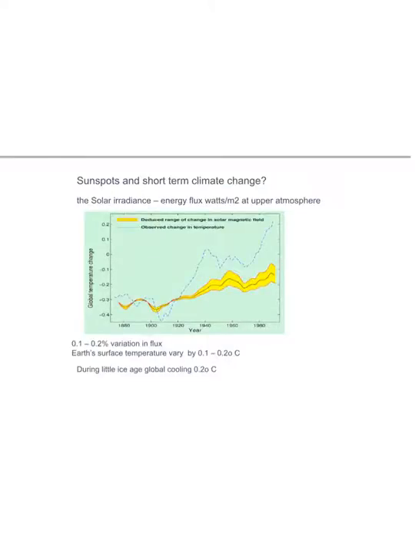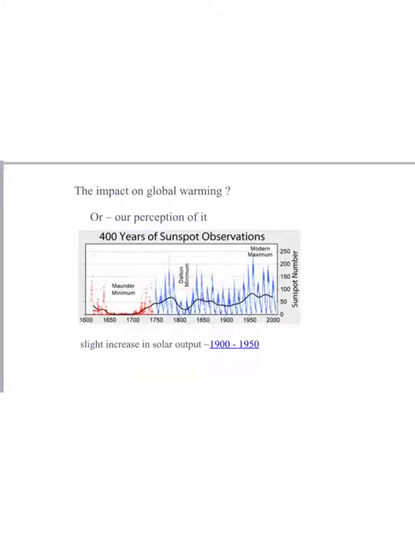So here we have about 400 years of sunspot observations, because people have been keeping track of these through telescopes for quite some time. Following the Carrington event, people realized that the sun was capable of producing these magnetic storms. So sunspot monitoring was something that was commonplace. So we can see that with increased counts, this also correlates with an increase in technology, so this is slightly subjective. But we can see that there is this slight increase in solar output from 1900 to 1950.